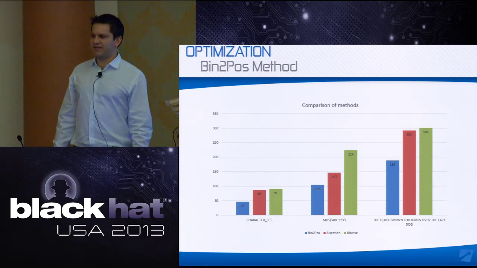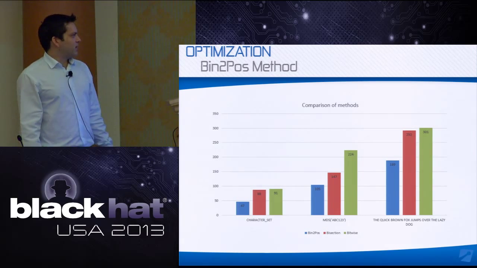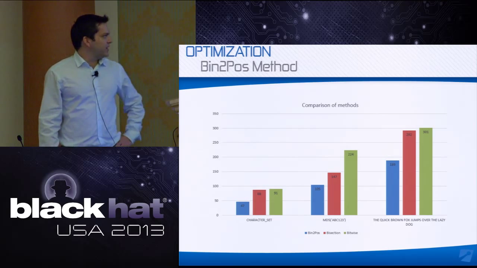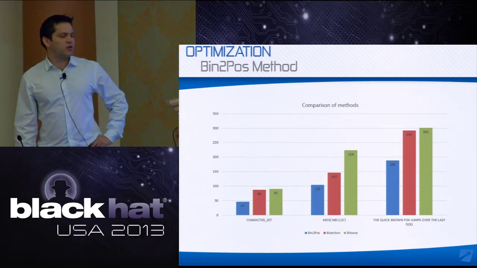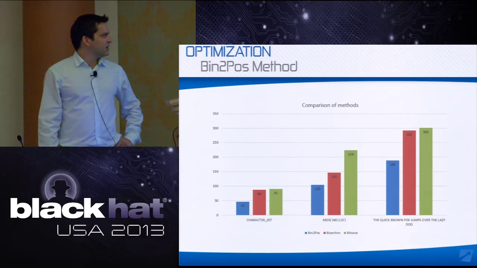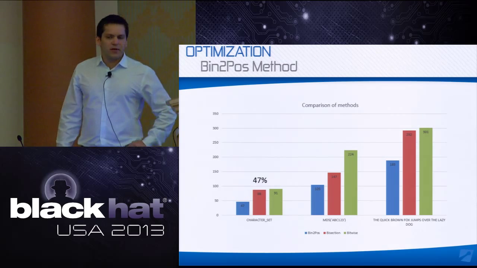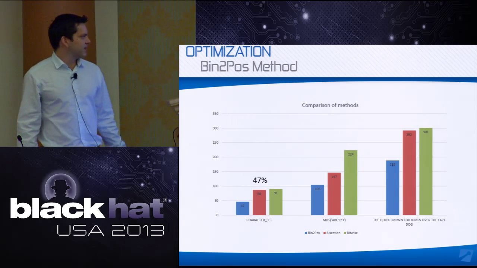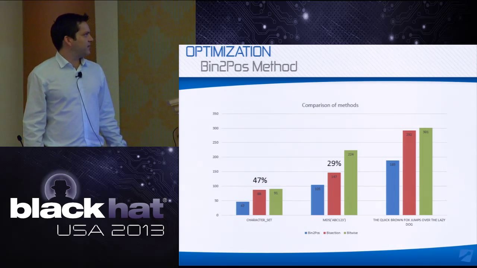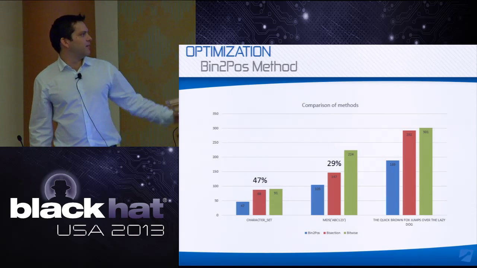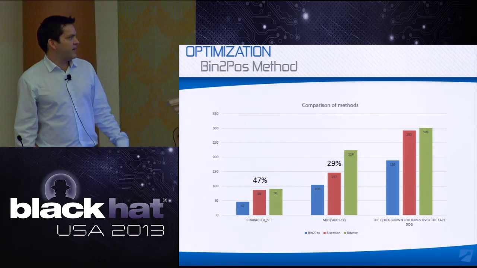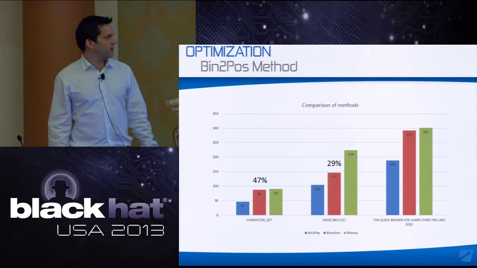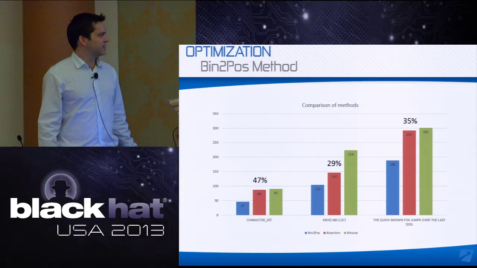So to look at a comparison of these methods, in blue we have my method, red is the bisection, and green the bitwise. To retrieve the character set, we see a 47% improvement. For the MD5 of ABC123, 29%. And then for the quick brown fox, 35%.